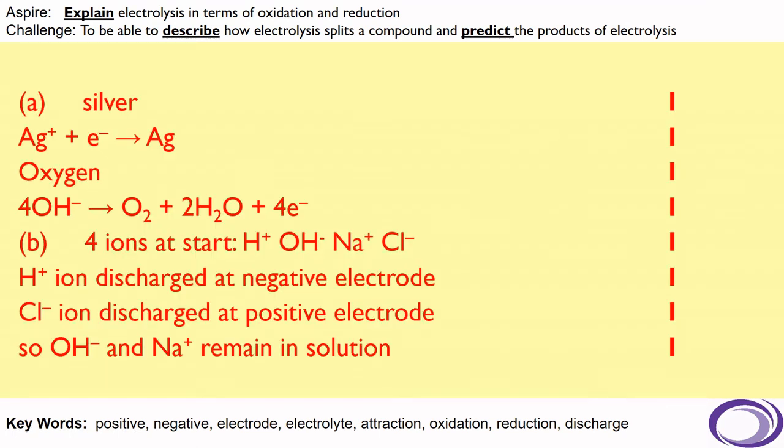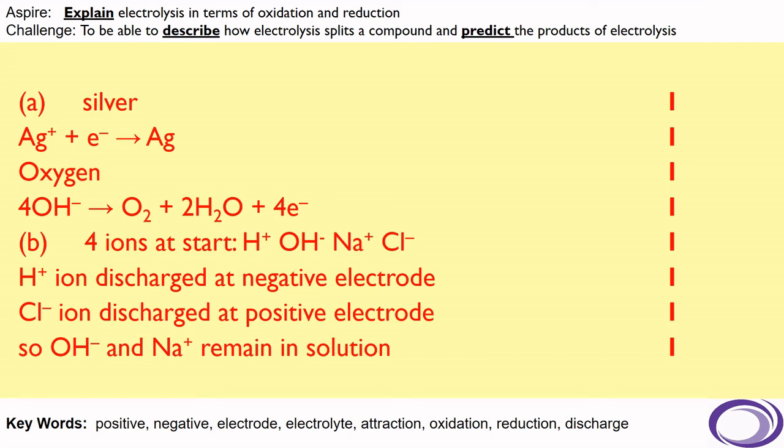So silver is forming, which would be Ag+ plus an electron forming silver. So 2 marks for each of those. Then a mark for the oxygen and a mark for the half equation from the hydroxide ion, remember. So 4OH- forms oxygen, 2 water molecules and 4 electrons.